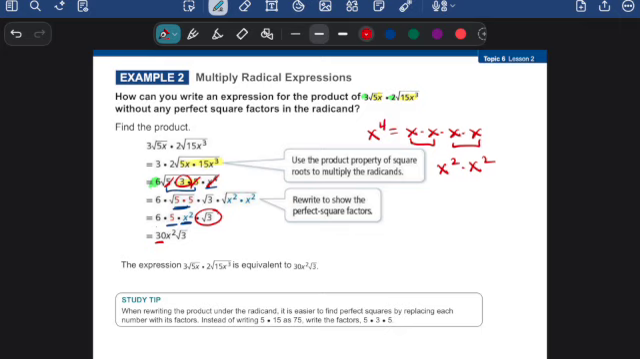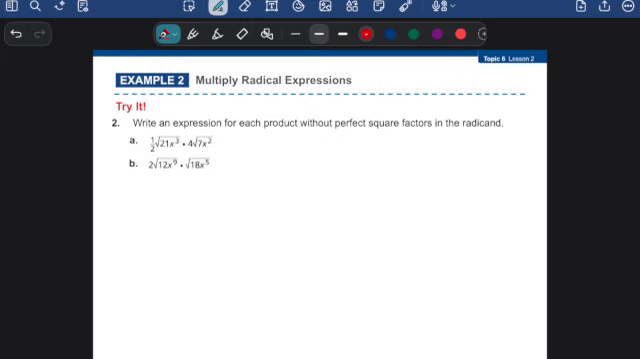So again, when you have products with the same root, you can combine them all under one radical. Then you're going to break each factor or each piece into prime factors and see if you can combine them in some way to get perfect squares. Try it number 2, writing an expression for each product without perfect squares in the radicand. So we want to get the perfect squares out from underneath the square root so that they're simplified.